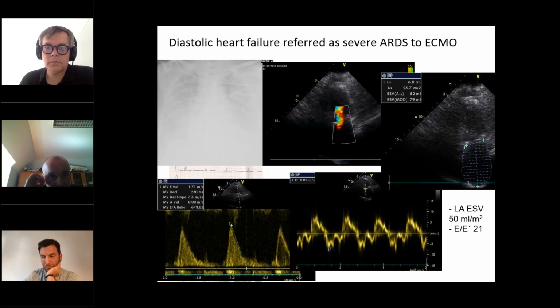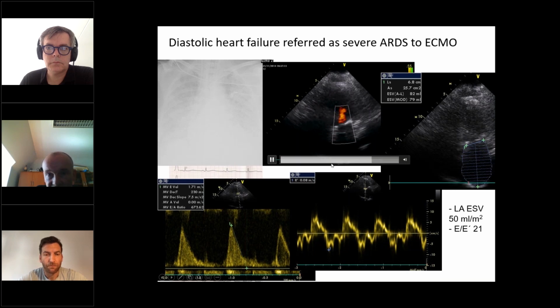So giving you an example, this is a patient who had an alleged severe ARDS and was actually transferred to my unit for ECMO. He still made it even with these lungs without ECMO. And you can see that there's a very good left ventricular performance with the gross dilatation of the left atrium, which is here, that is some 82 mils.